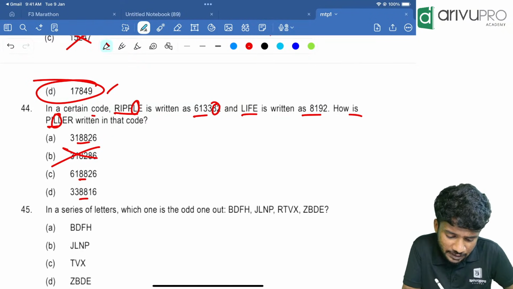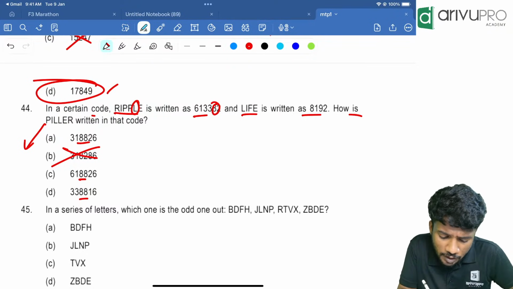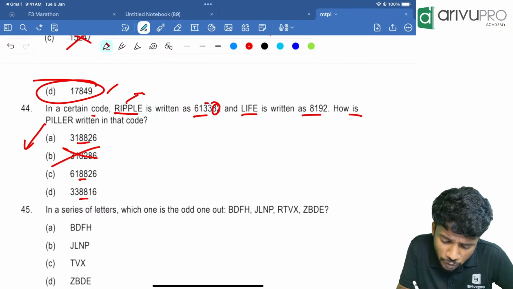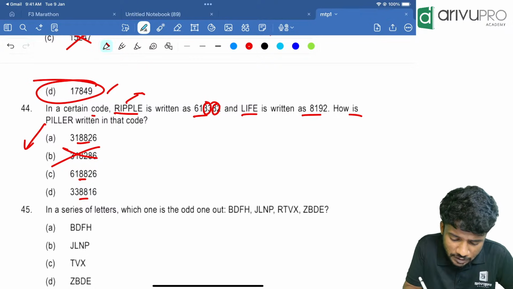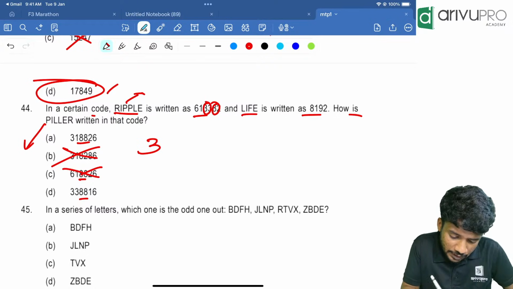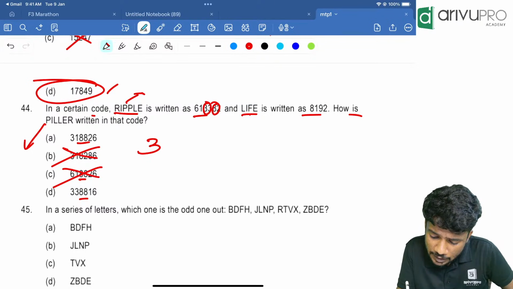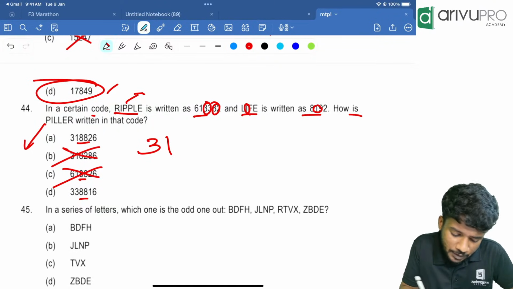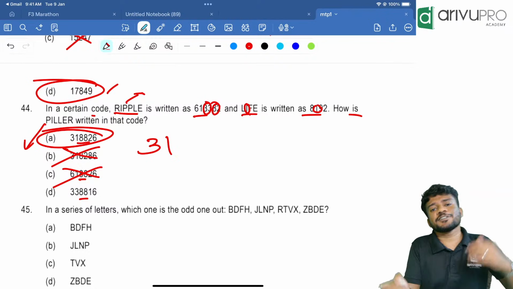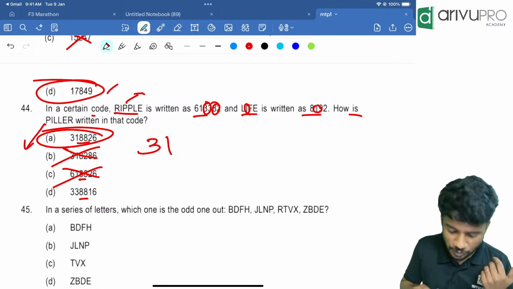Now go for the first letter, P. P is what? Looking at this, P is equal to 3. That means the first one should be 3. Looking at that, this option is wrong. Now try what is I. I is what? I is 1. That means 3, 1. So option A is your answer. This is the method. Understood?